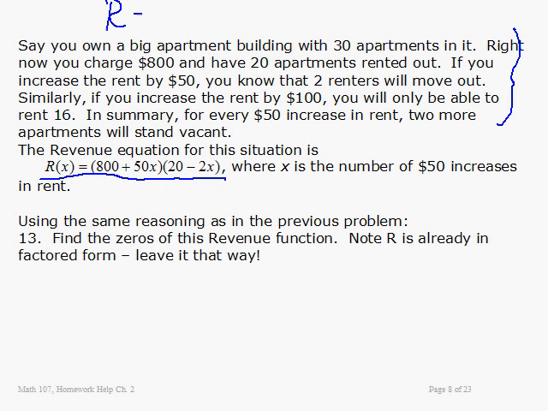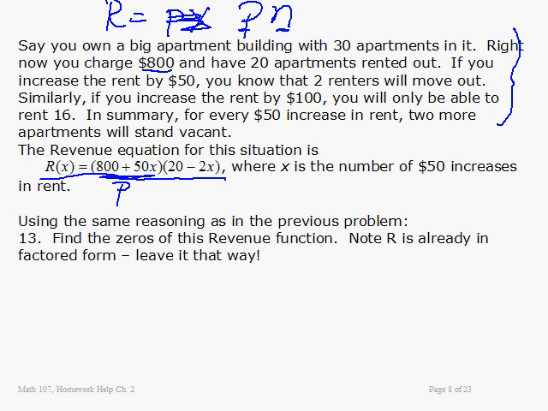Remember that revenue is price times number. So in this case, it would be the rent times the number of units rented. That would give you your revenue from this apartment building. So what is the price? Instead of just being one number, we're studying it. Right now you charge $800, but you're thinking of raising it $50, $100, $150. You're going to raise it by increments of 50.